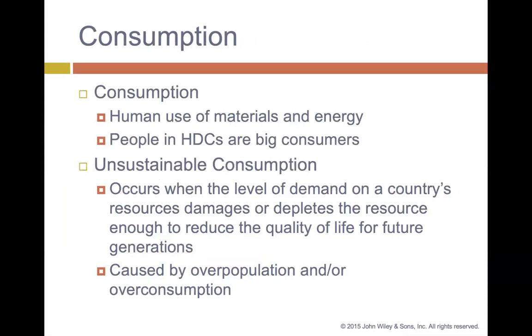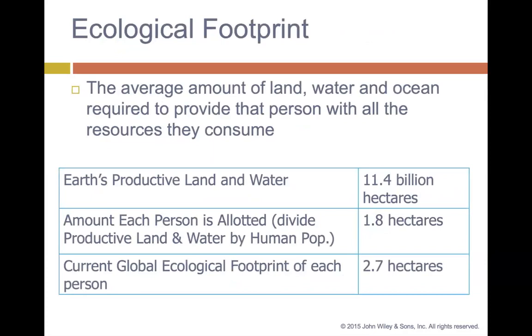And this can be caused by overpopulation or overconsumption. The ecological footprint is the average amount of land, water, and ocean required to provide one person with all the resources they consume. So in Earth's productive land and water, we have 11.4 billion hectares. The amount that each person is allotted, we divide that productive land by the human population. You need about 1.8 hectares allotted for each person, but the current global ecological footprint of each person is about 2.7 hectares.